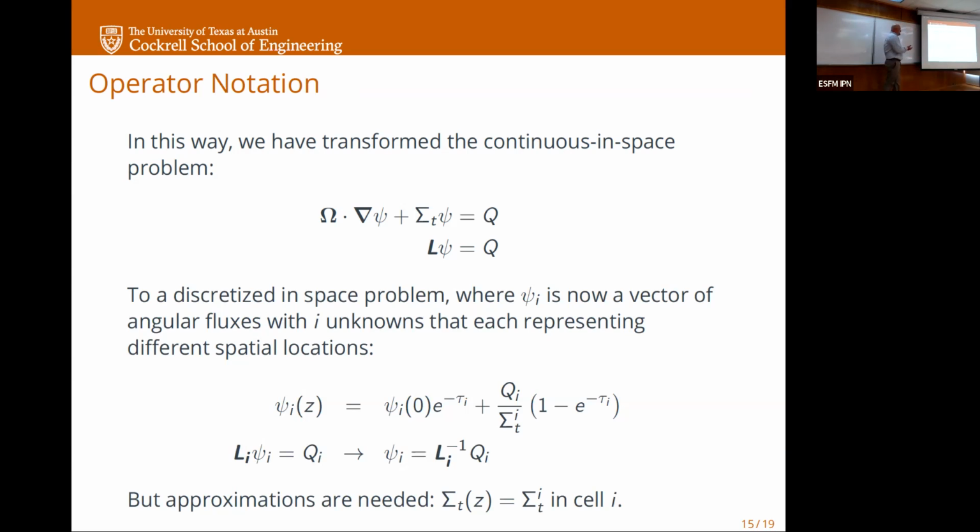But to do that, we had to approximate the cross sections and the sources. We had to say my sigma t is constant in material in cell 1. My Q is constant in cell 1. And so I had to make what might be some approximations. Maybe those aren't approximations, but they might be approximations.